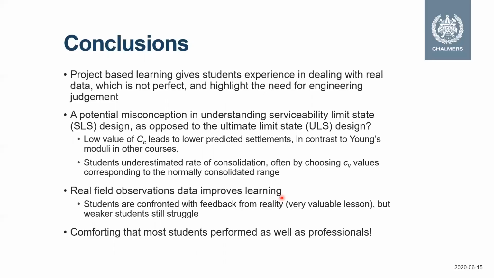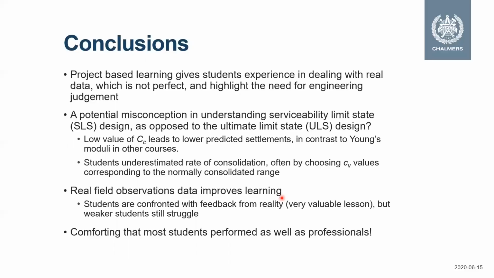We also were aware that quite many students were doing under-predictions. And we were wondering if this was due to a potential misconception in understanding serviceability limit state design as opposed to ultimate limit state design, because they are so familiar with ultimate limit state design, where you have to take conservative values, etc. One of our hypotheses is that students ended up with low values of Cc because they failed to understand that a low value of Cc leads to lower predicted settlements, which is totally in contrast to Young's moduli, which they have in other courses.